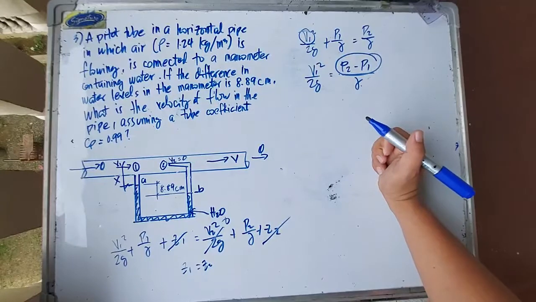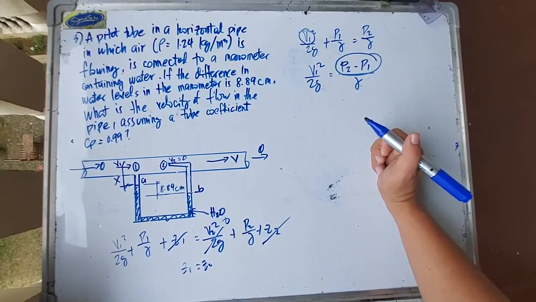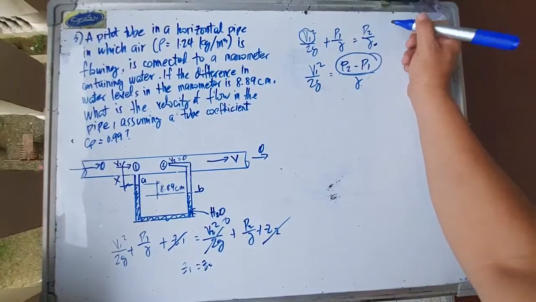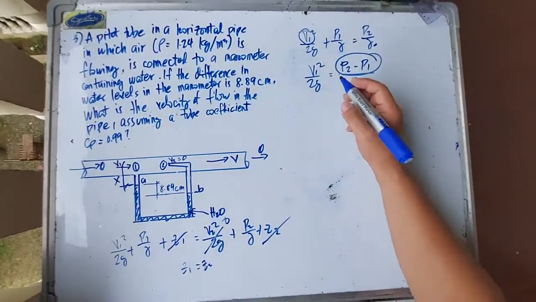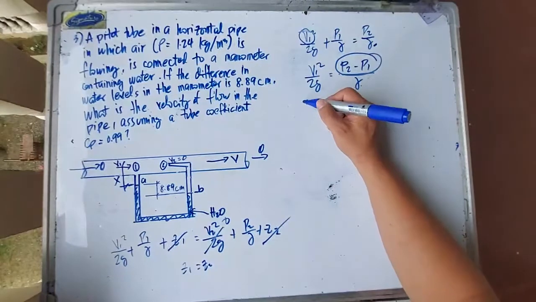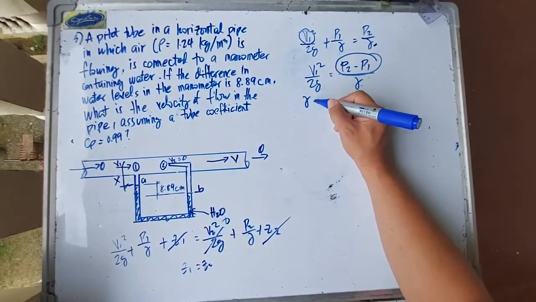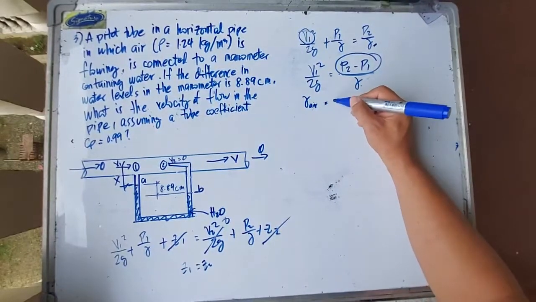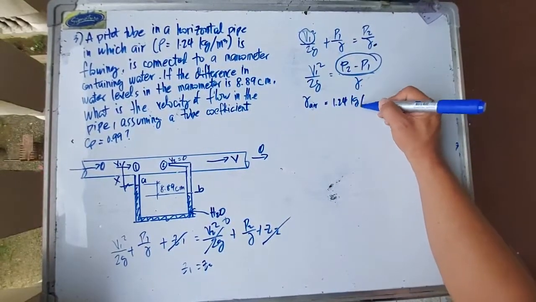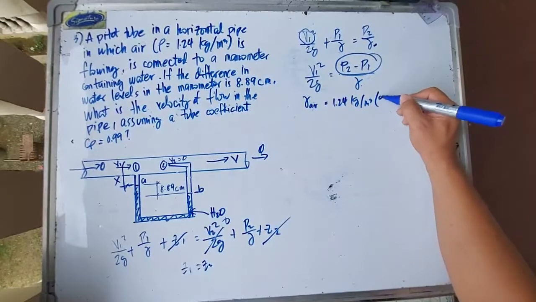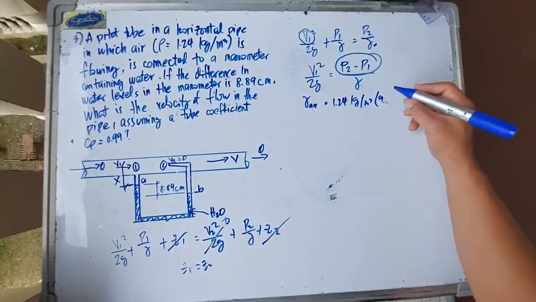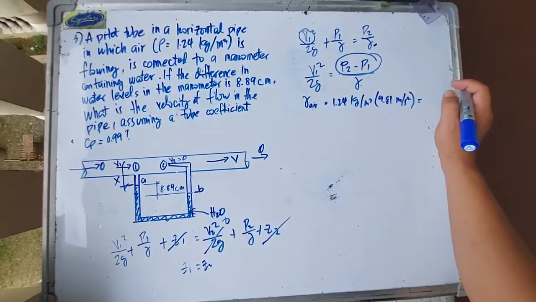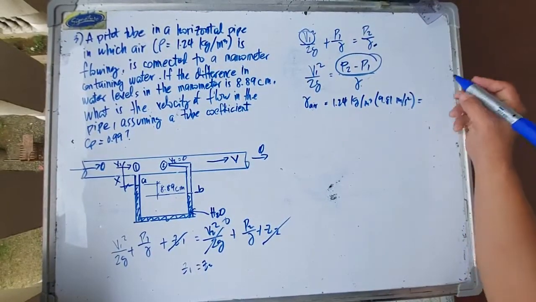First, we also need to convert, since the unit weight we need should be the unit weight of air, but what is given is the density of air. So let's convert that to unit weight. The unit weight of air is equal to 1.24 kilograms per cubic meter, multiplied by gravity, 9.81 meters per second squared.